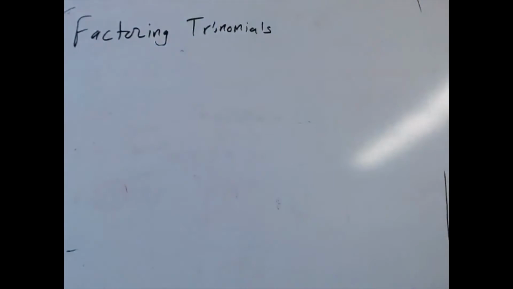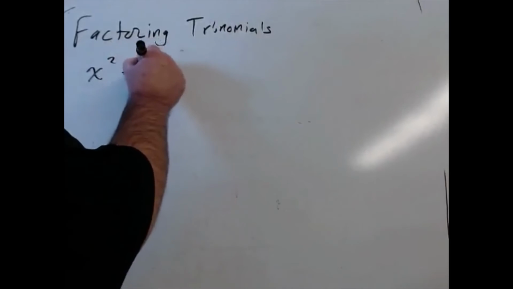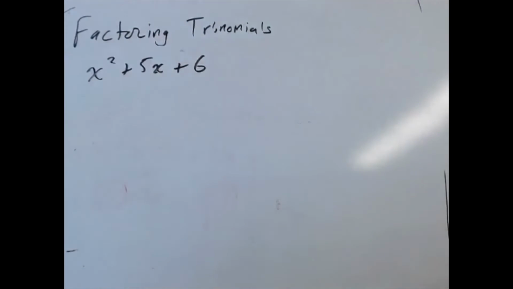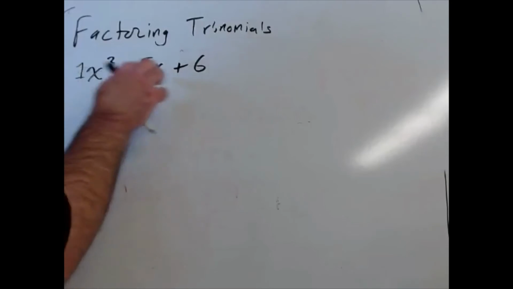And we're going to use the same process again. So let's do x squared plus 5x plus 6. My first thing to do is to multiply my leading coefficient by my constant. So this is a 1 times a 6.